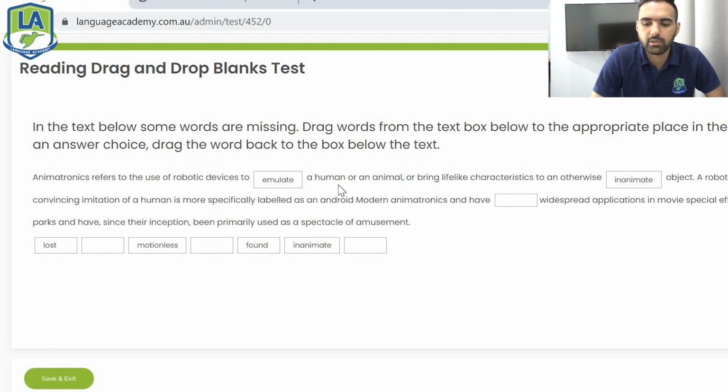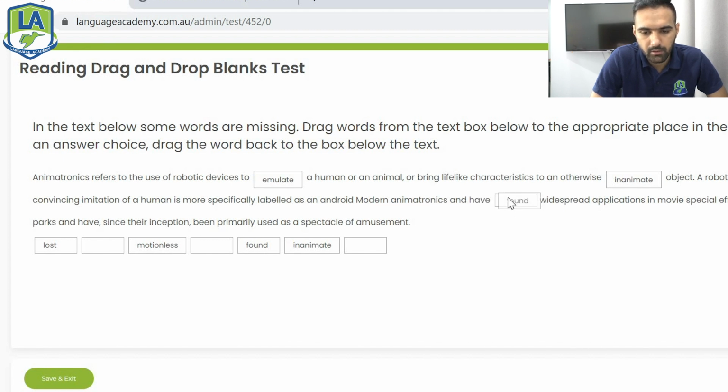Inanimate object means something which cannot move by itself or which doesn't really have any kind of power or life. The meaning is almost similar to motionless, but the right collocation is inanimate object. Now, modern animatronics have dash applications, not lost applications, because it is being used in movies for special effects. Motionless application won't make any sense, and inanimate application, again, it's used with object.